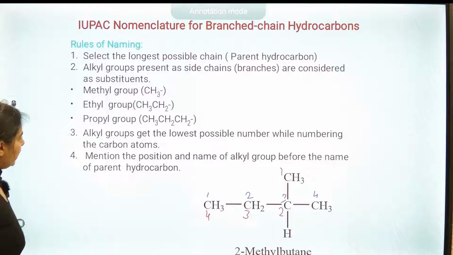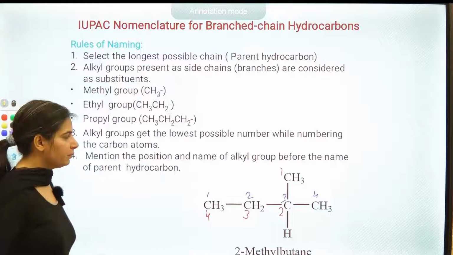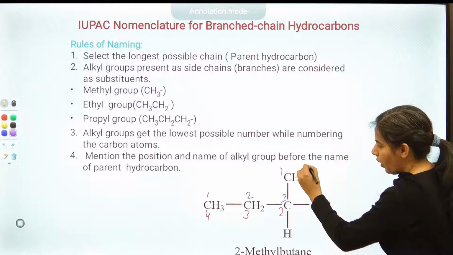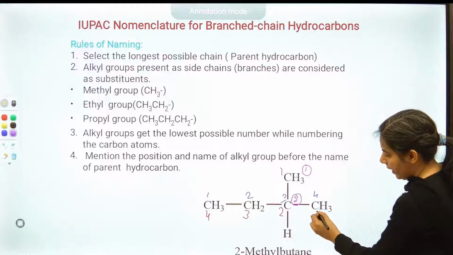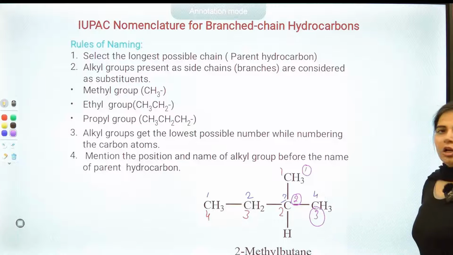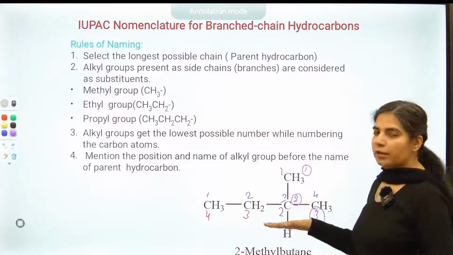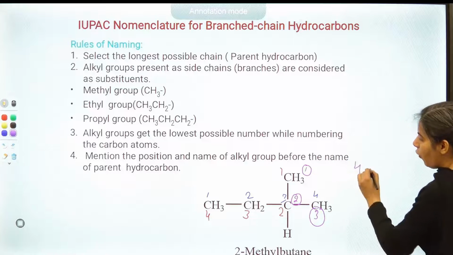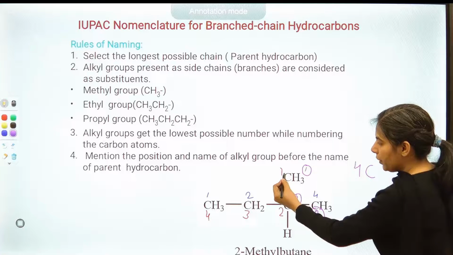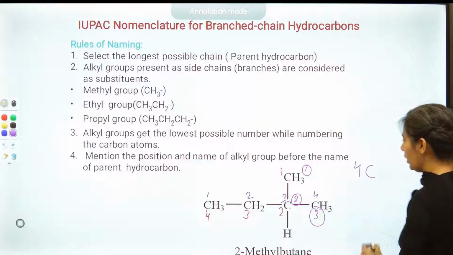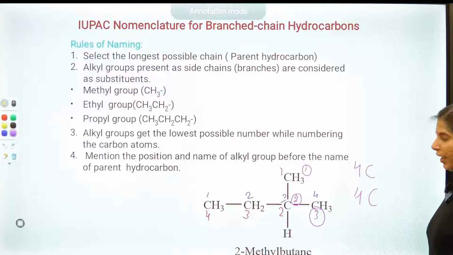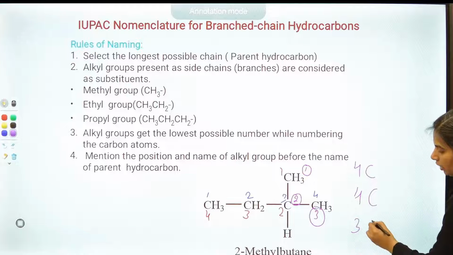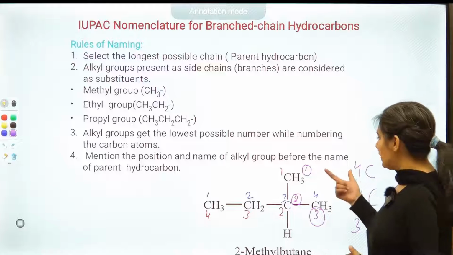Now let's consider another way. Here we can also do numbering starting from there. Consider this as 1, this as 2 and this as 3. Now what we need to do is find the longest chain. In this way we have 4 carbons, and if we start from there, 1, 2, 3, 4, again we have 4 carbons, and if I start from there, 1, 2, 3, we have 3 carbons. So which one is the longest chain?